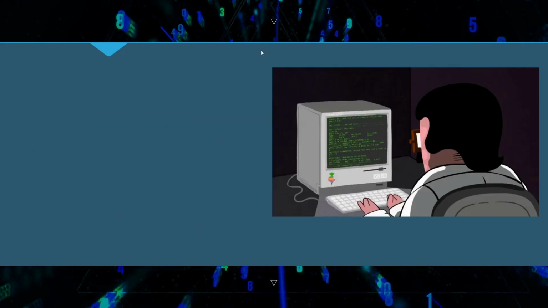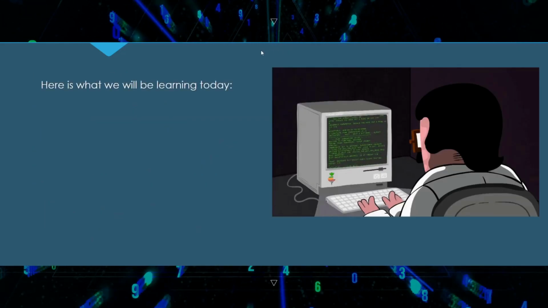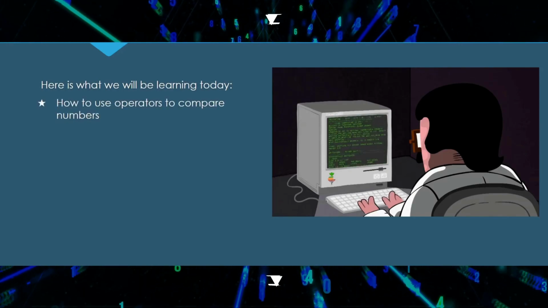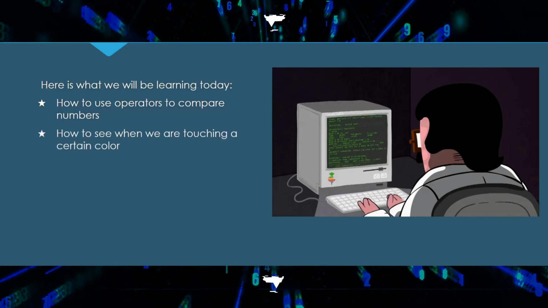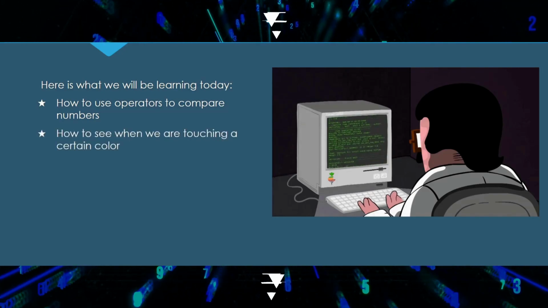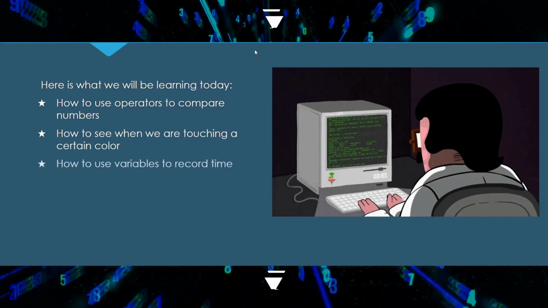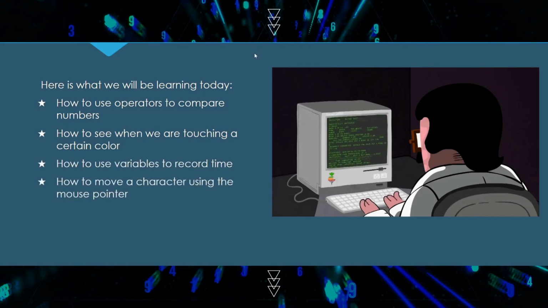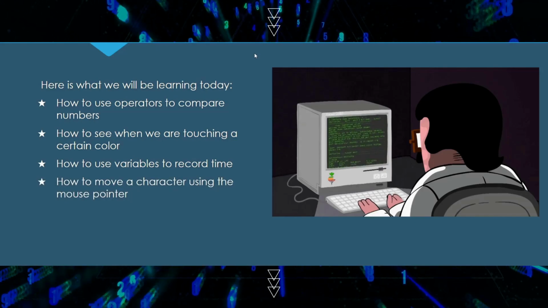Here's what we will learn from the boat race. We will learn how to use operators to compare numbers, how to see when we are touching a certain color, how to use variables to record time, and how to move a character using a mouse pointer.